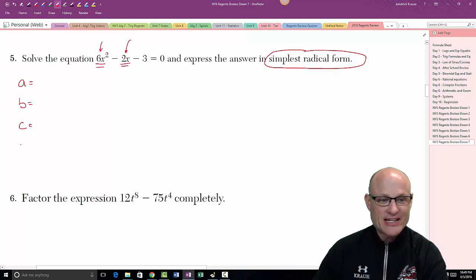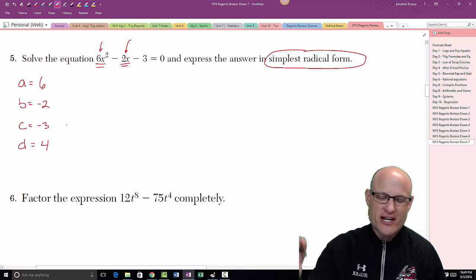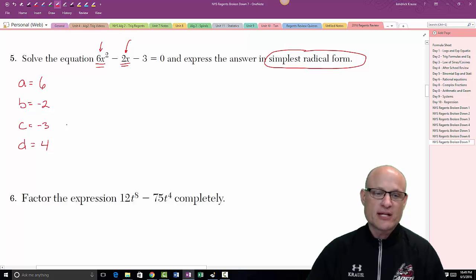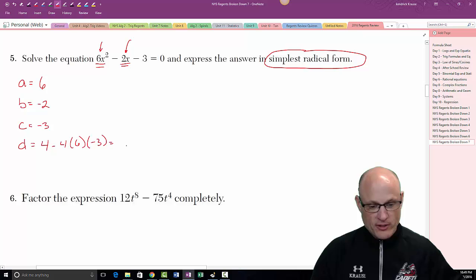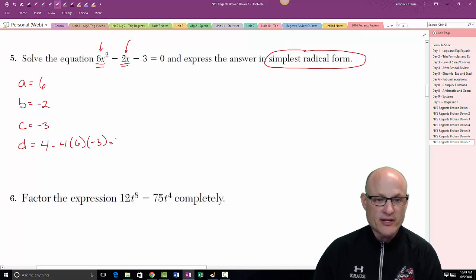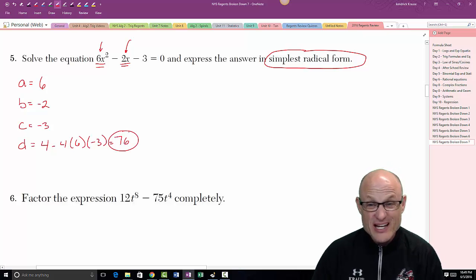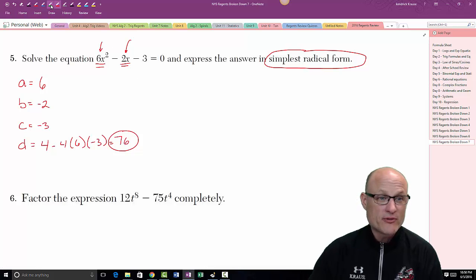Now, your teachers might do it slightly different than I do. I do A, B, C, and discriminant. A is 6, B is -2, C is -3. The discriminant is B squared, which is just 4. Don't write -2 squared because if you put that in your calculator, it's going to be wrong. You know -2 times -2 is +4. Minus 4 times 6 times -3. If you put that in your calculator, you're going to end up with, I'm just going to cheat a little bit, 76. Well, we're almost done. Believe it or not, this problem is almost finished.